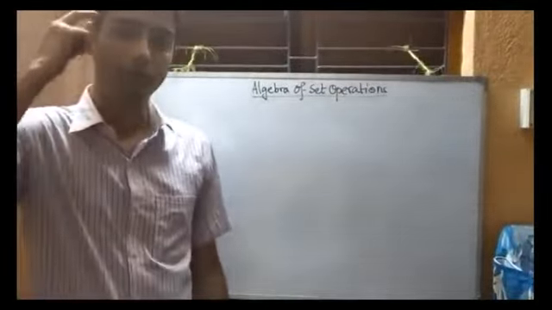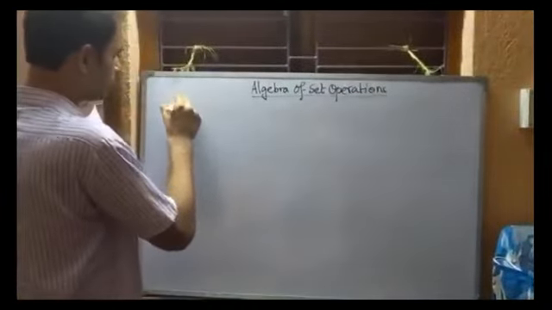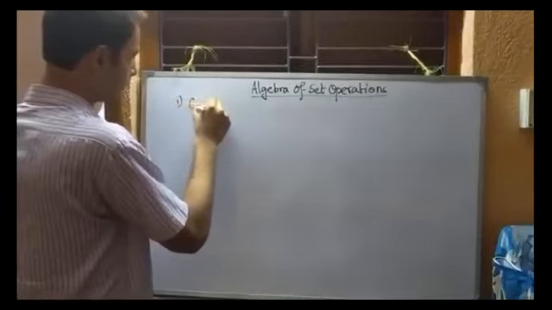So in this video we will learn about the algebraic properties of set theory. The first property is called the commutative property.